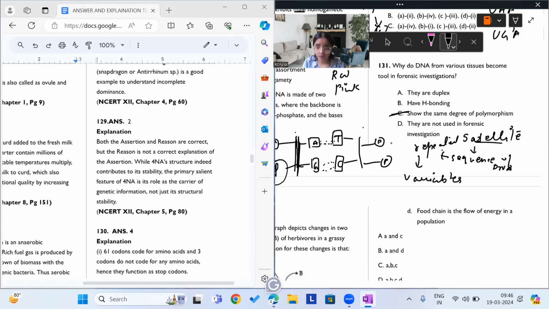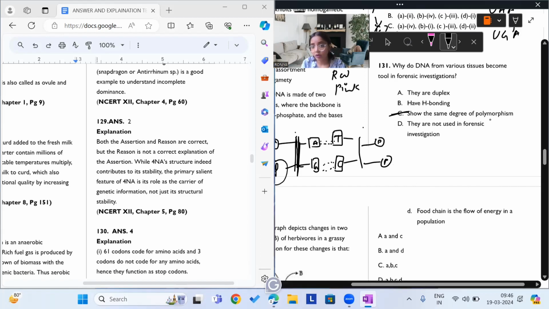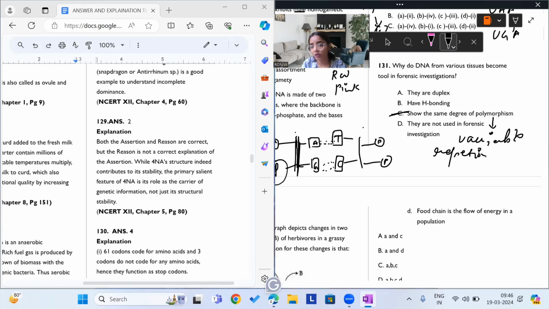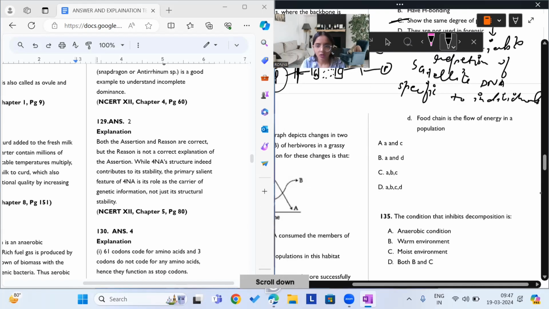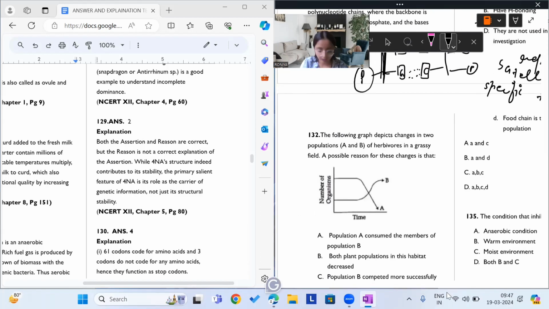Okay, understood. I'll write it for you. Polymorphism is variable repetition of satellite DNA specific to individuals. Okay. So the answer is the third option to question 131.